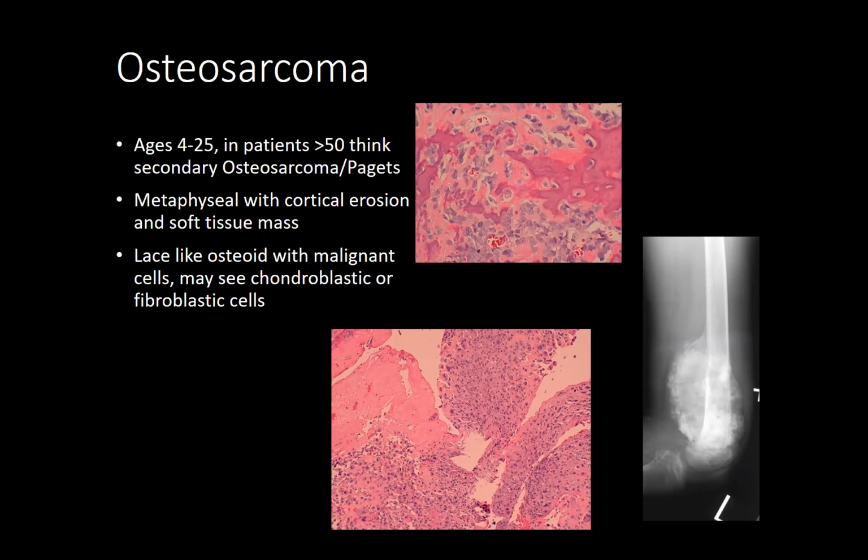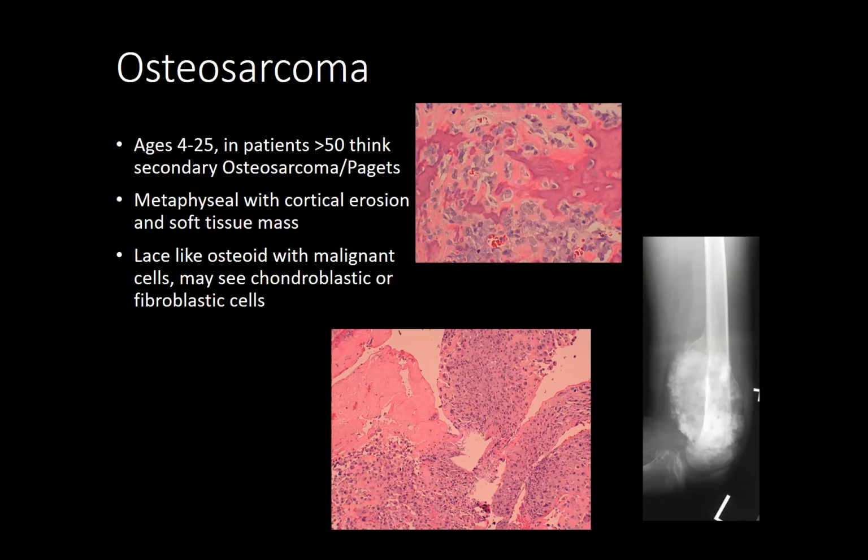So your primary bone sarcomas are osteosarcoma and Ewing sarcoma. An osteosarcoma typically occurs in younger adolescents. If you have an osteosarcoma in an older patient, it's typically associated with Paget's disease or radiation, right? So there are secondary osteosarcomas. These lesions typically arise in the metaphysis, they erode through the cortex, and they create a soft tissue mass. What you're going to see histologically is that lace-like osteoid, lots of malignant cells, but the osteoid is the key.